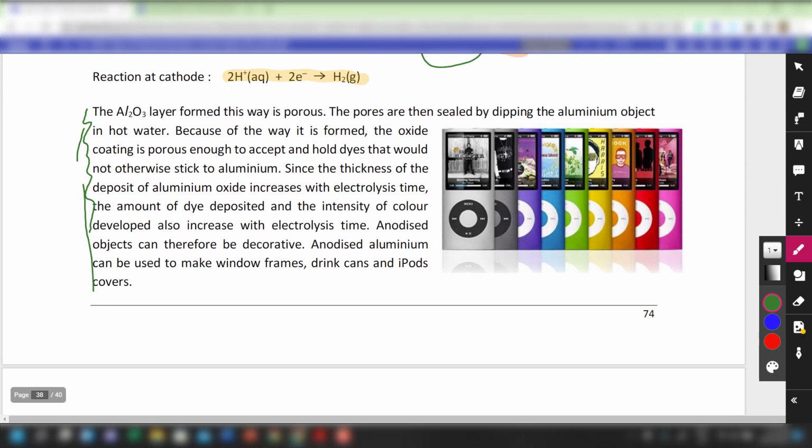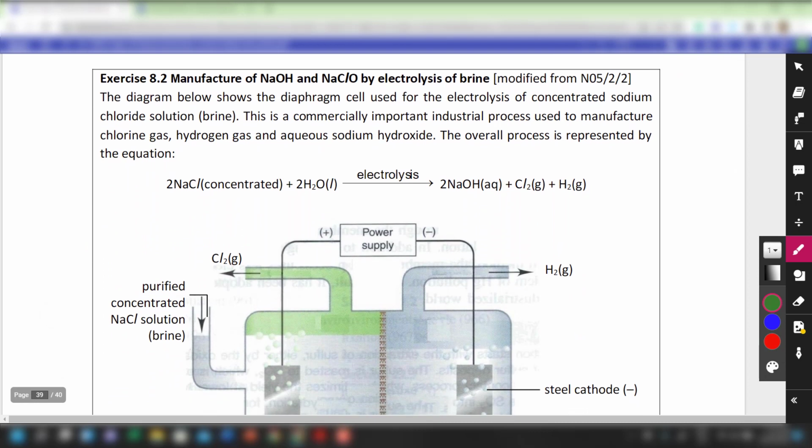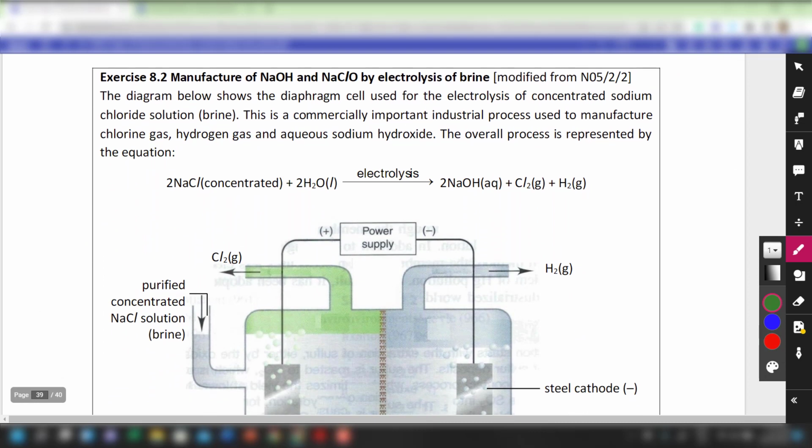Okay, I think over here they mentioned that because of the porous layer, it's actually quite easy for dye to stick onto it or intercalate between the layers, so you can get different colors. Okay. Next we'll move on to exercise 8.2.